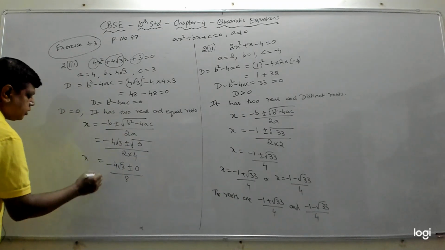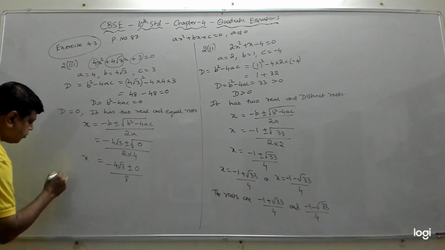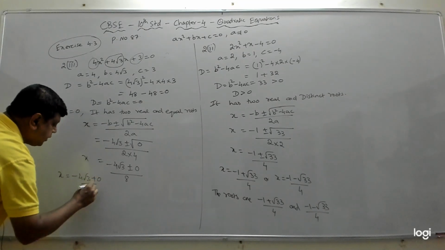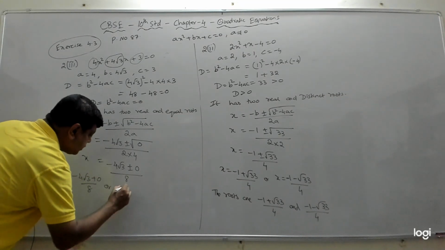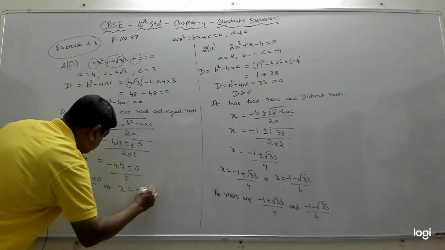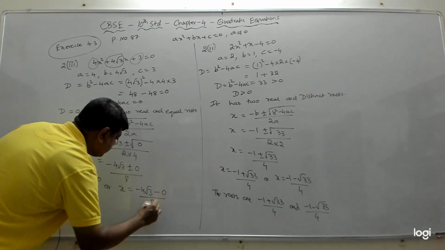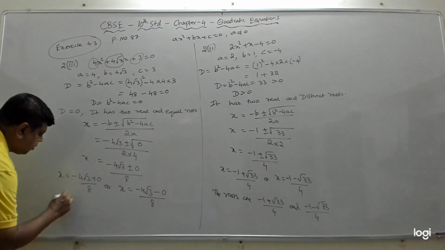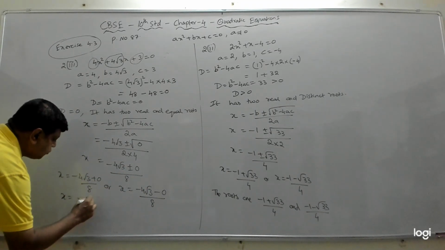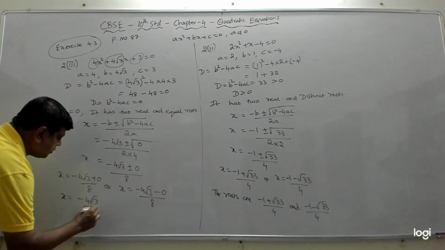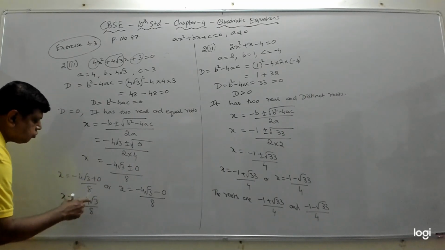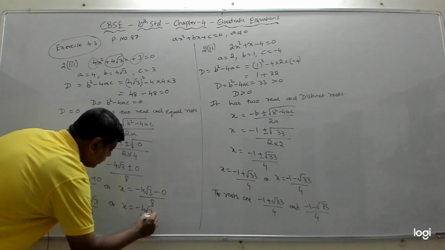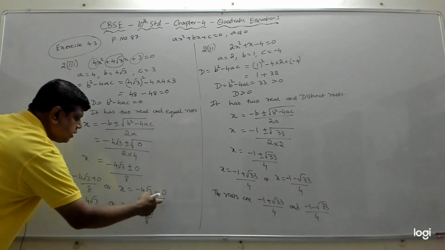That is your x. Now x again branches into two parts. So x is equal to minus 4 root 3 plus 0 by 8, or x is equal to minus 4 root 3 minus 0 by 8. Right? Either plus or minus. Now x is equal to minus 4 root 3 by 8, because 4 root 3 plus 0 is 4 root 3, or x is equal to minus 4 root 3 by 8, because minus 4 root 3 minus 0 is also 4 root 3.